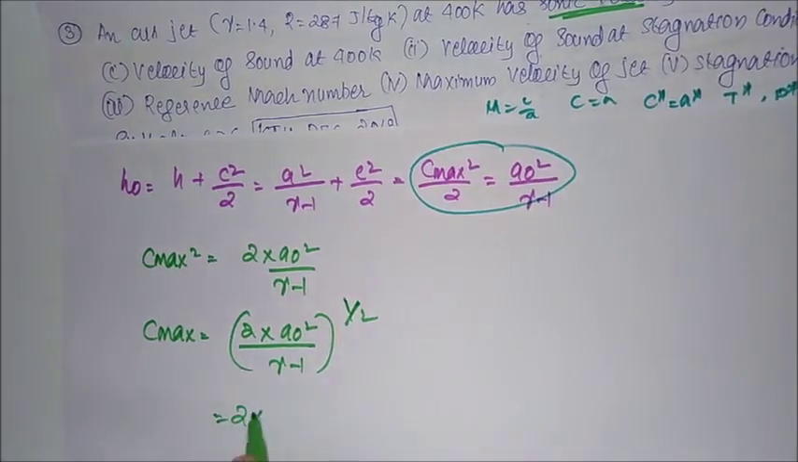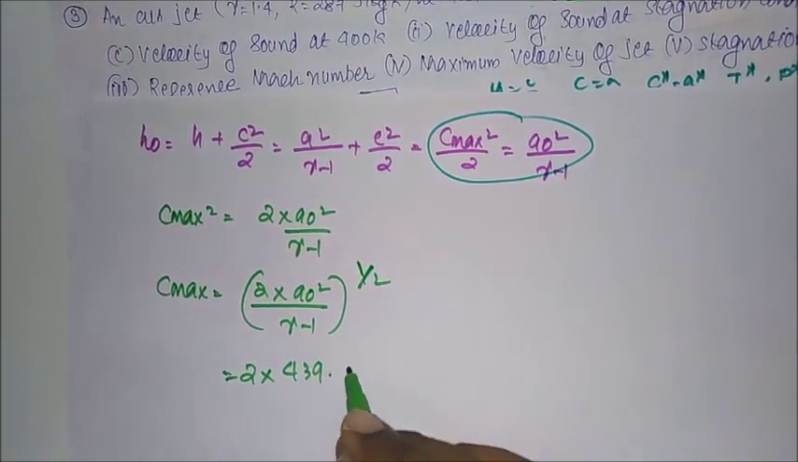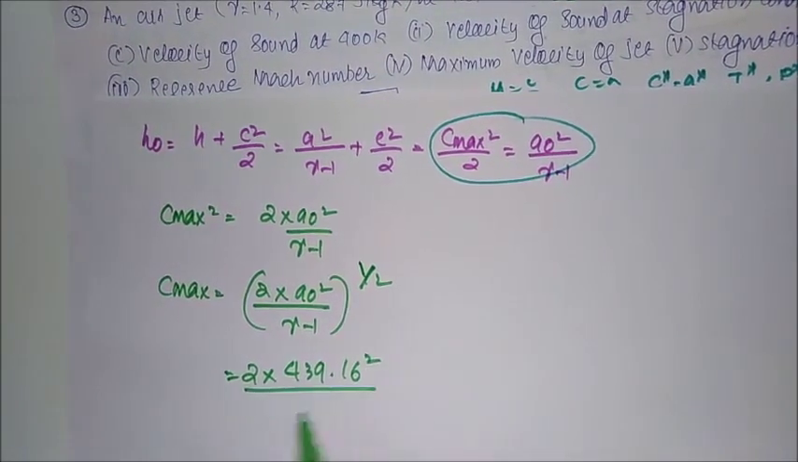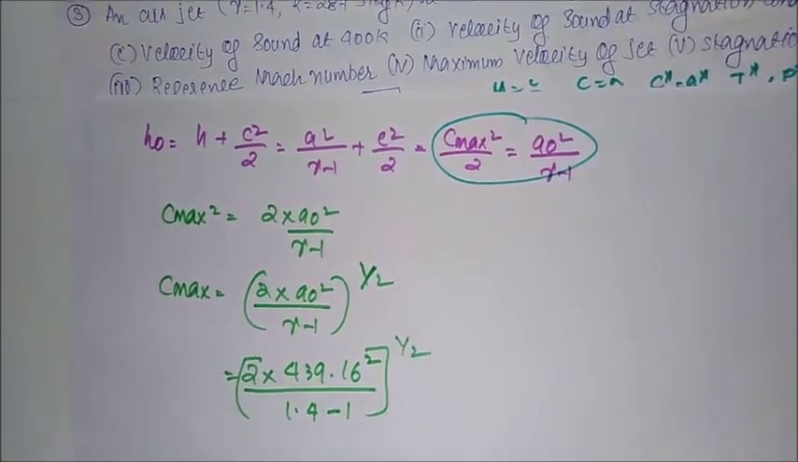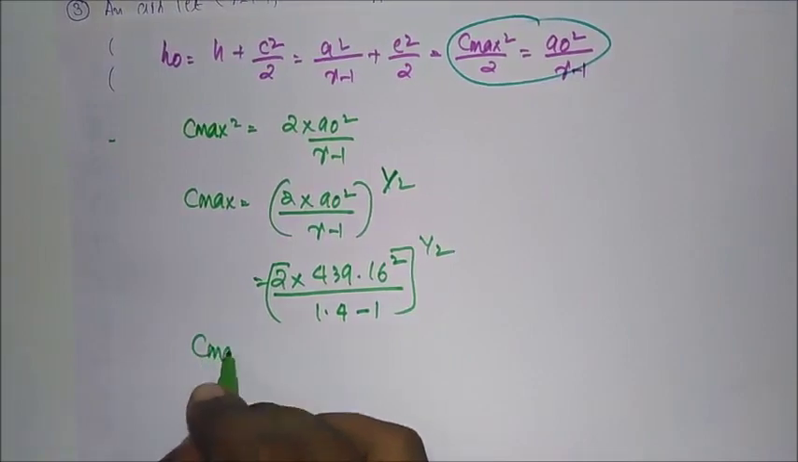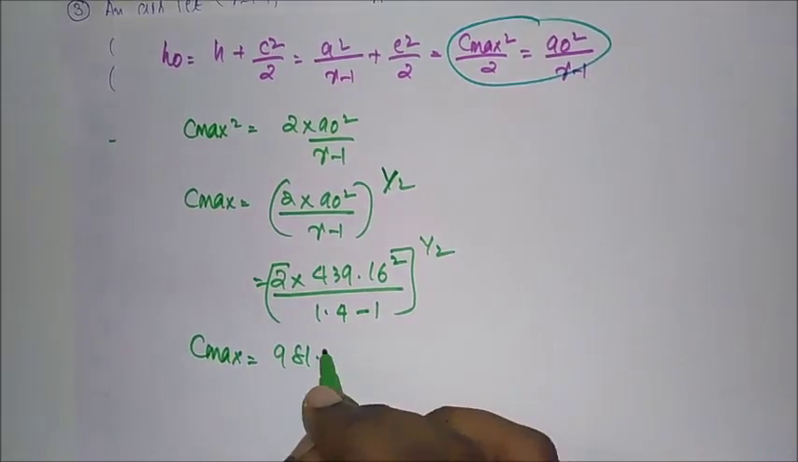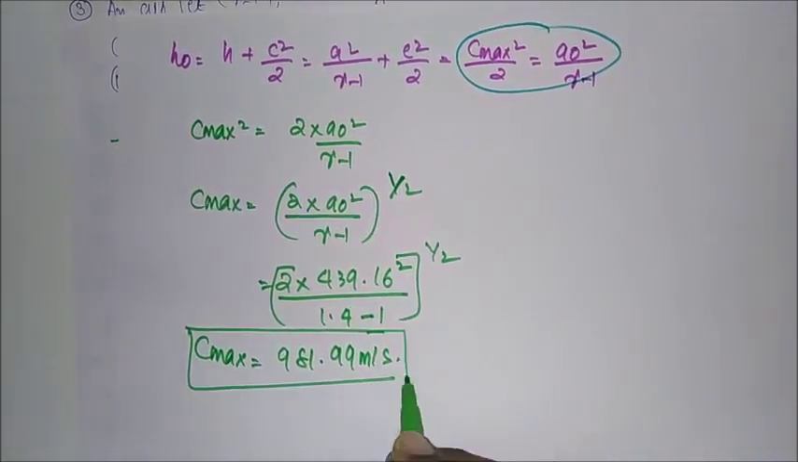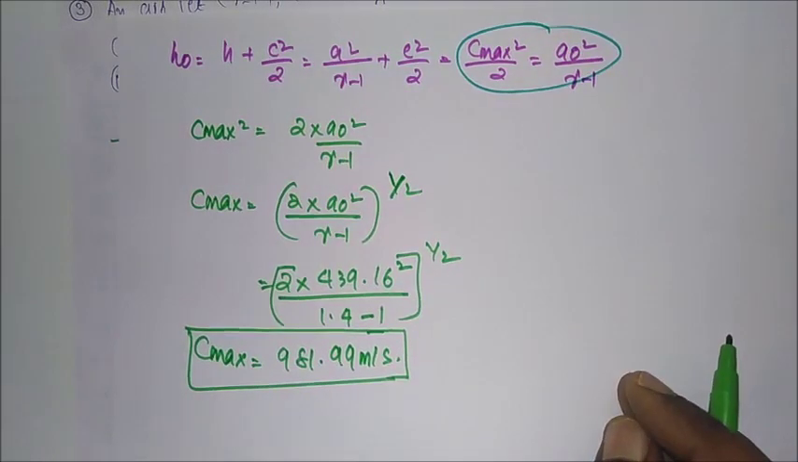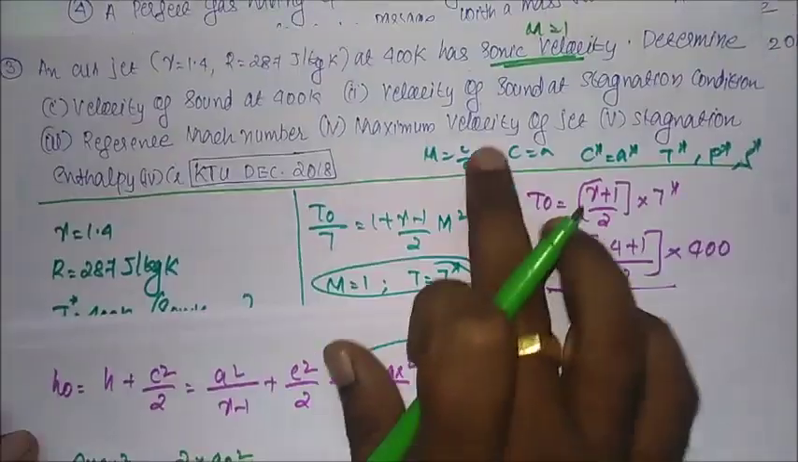That is equal to 2 into, what is the value of a0? That is 439.16 square divided by gamma, which is 1.4, minus 1, the whole root. So c max, the maximum fluid velocity, is approximately 981.99 meter per second. Next one, maximum velocity of the jet.